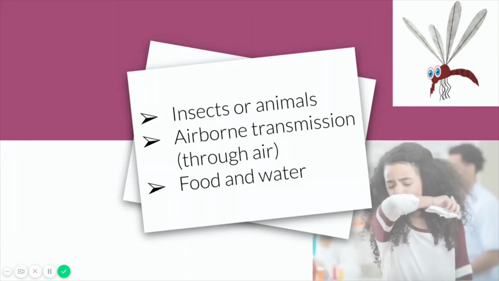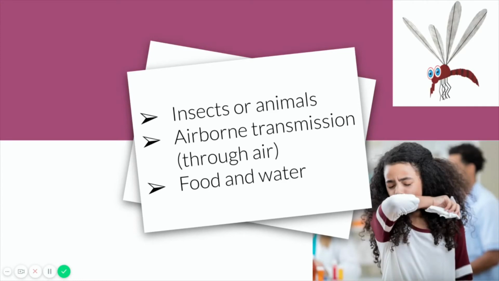Next, another cause could be through airborne transmission, meaning through the air. Infections can travel through the air usually when a person coughs or sneezes or releases any kind of liquid out of their mouth. This is why people warn you to wear a mask when you go outside of your house to reduce the risk of catching germs from other people.